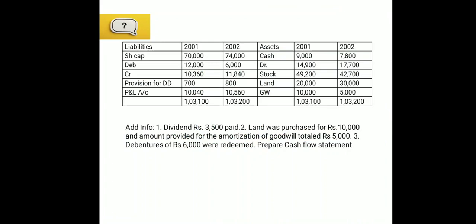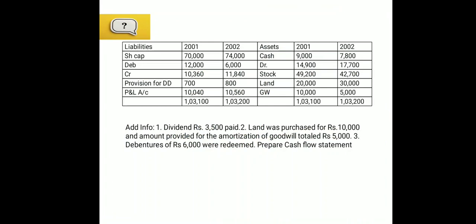Third information: debentures of rupees 6,000 were redeemed. Again the same thing is happening here. From the balance sheet only we have made out that we have redeemed debentures worth rupees 6,000. So this is also a repetition of information. Wherever you have repetition of information between the balance sheet and the additional information, kindly don't get confused. Take it as one piece of information only. Clear? I hope it is clear.